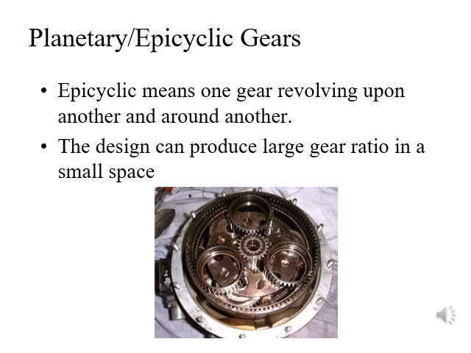Next is the planetary or epicyclic gears. Basically, in one gear, you have another gear, or you have a lot of gears in one gear. Epicyclic means one gear revolving upon another and around another. So the design can produce a large gear ratio in a smaller space. So you have a lot of gears inside one gear.